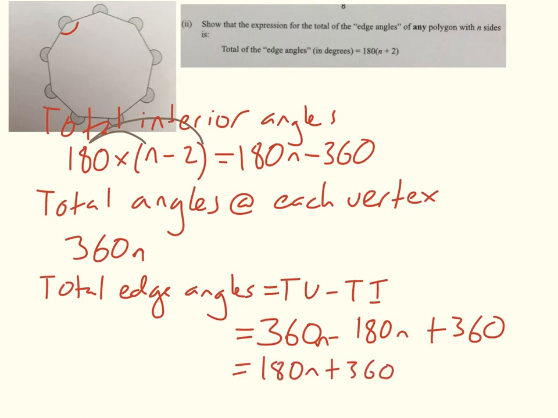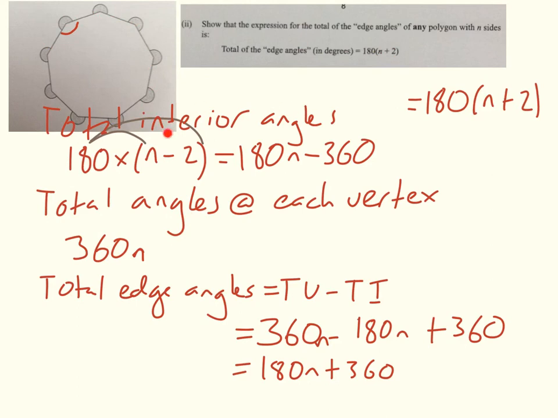And then I'm just going to go up here because I don't have enough room. That there, what can I factorise out of that? What's common about them? Because remember, I'm trying to get to that. Oh, they both have 180 in them. So then it's just 180 times n plus 2. And that's it there. That's the answer.